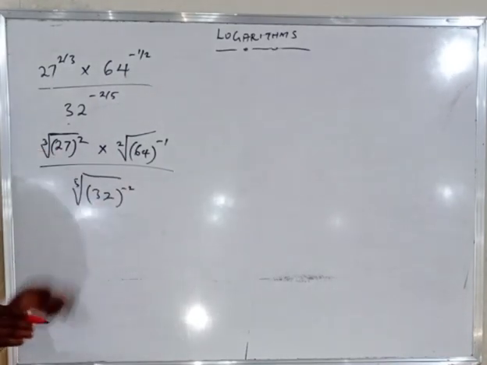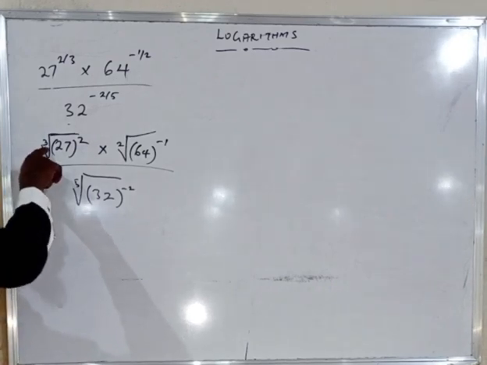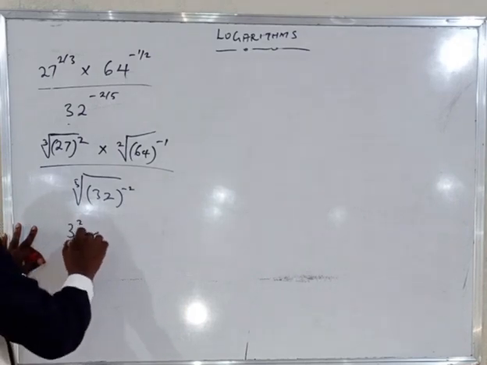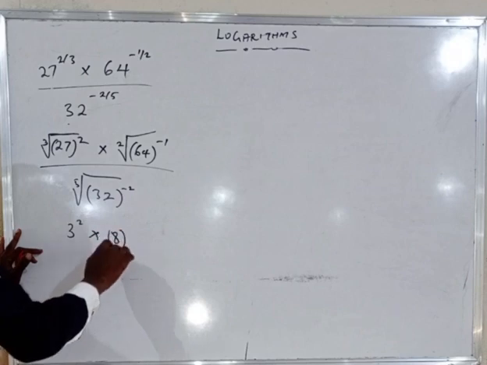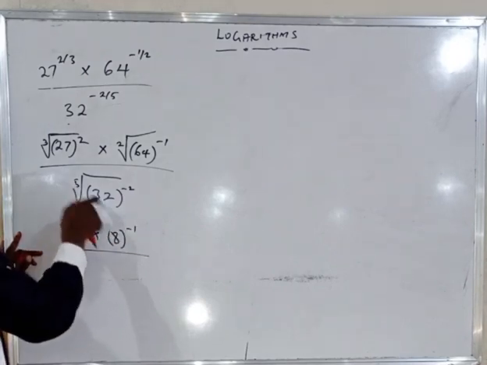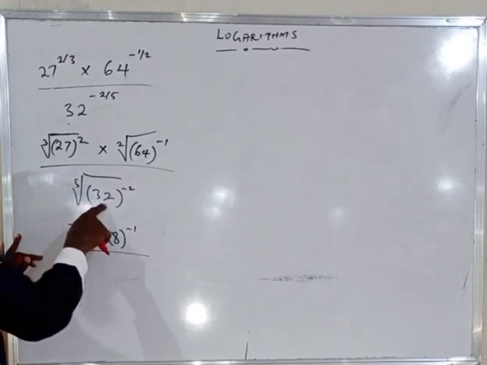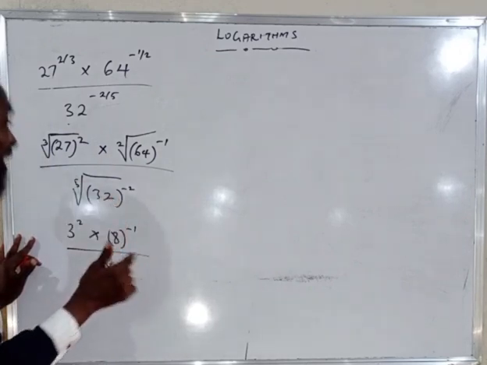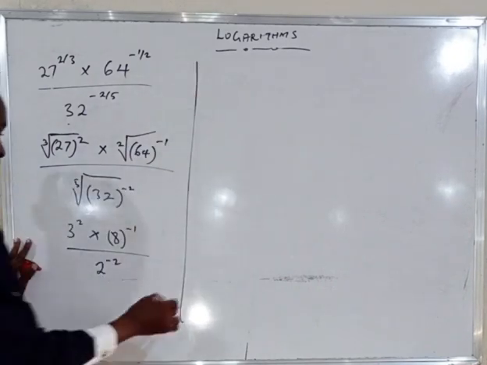Now, since we are treating it individually, we can interpret it. What number repeats itself 3 times to produce 27? 3. We say 3 squared times the square root of 64, which is 8. But remember, it is raised to power minus 1. We now say over the 5th root of 32. That is, what number will repeat itself 5 times and give us 32? That is 2, raised to power minus 2. So let me continue here.